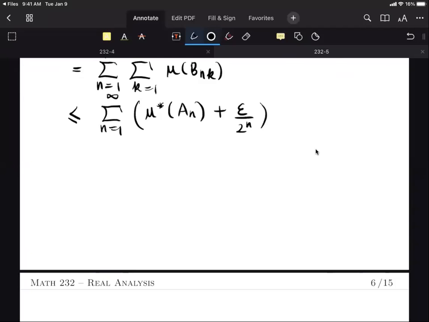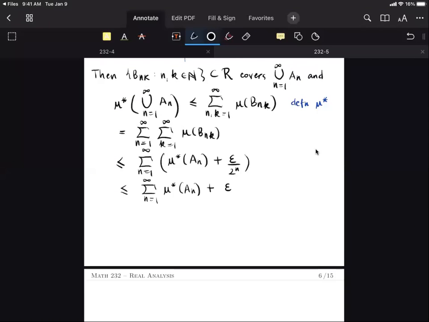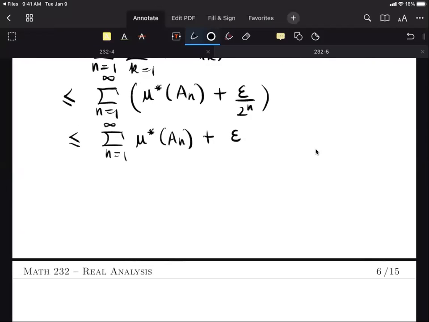So therefore, if you distribute the sum, this is now less or equal to the sum of mu star of A_n plus, as I said, you have here a geometric series, so the sum would be epsilon. And since epsilon is arbitrary, we can pass epsilon to 0 to obtain sigma subadditivity of mu star. Okay, so that's the first part.